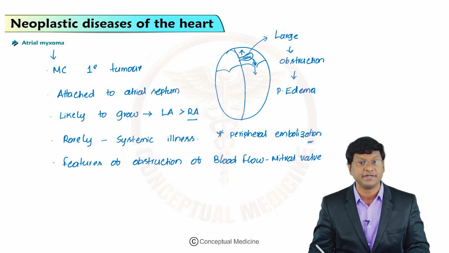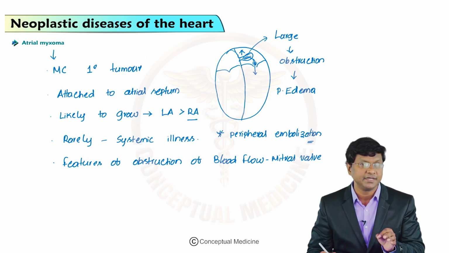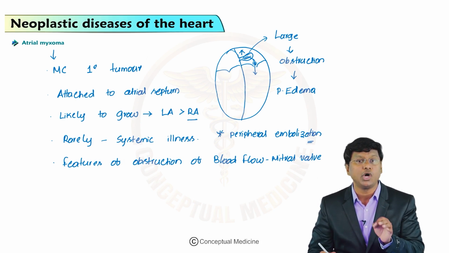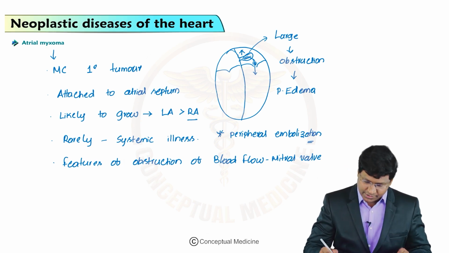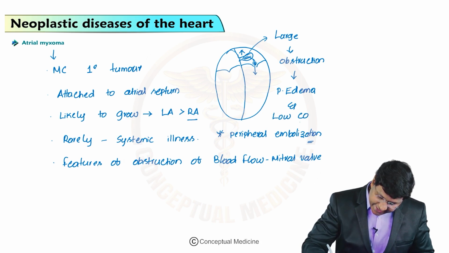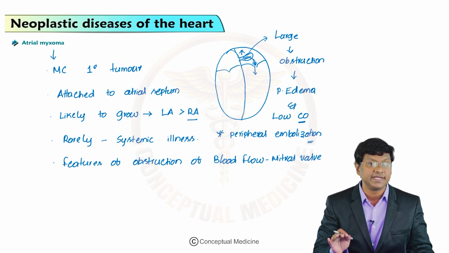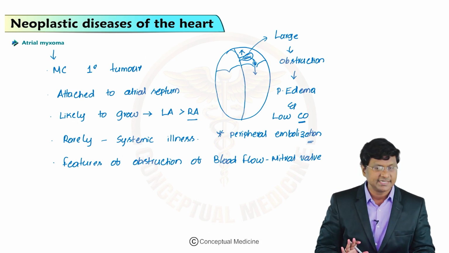Right, that will result in the development of pulmonary edema. So episodic pulmonary edema and signs of low cardiac output may result. So these are the features of the atrial myxoma when it is larger in size. Okay, so these are the clinical features.